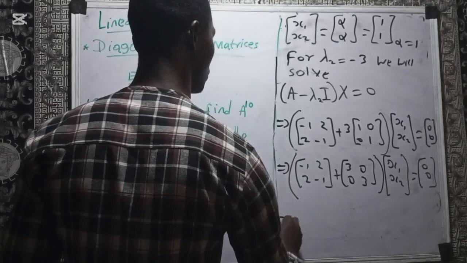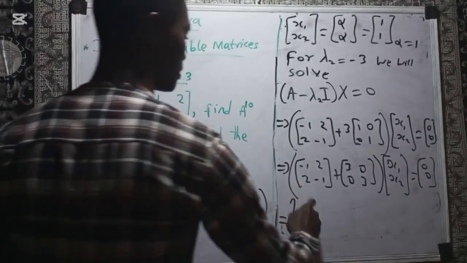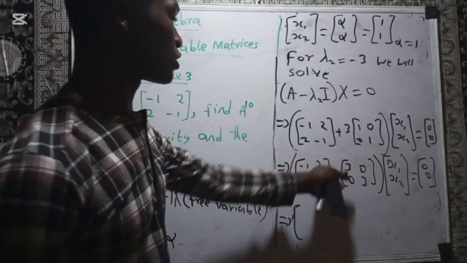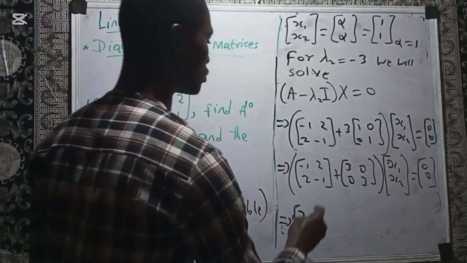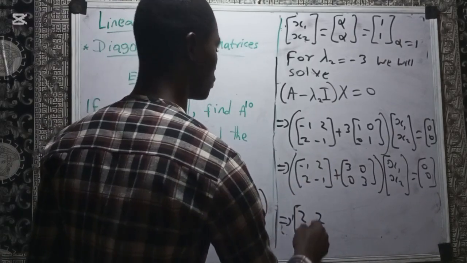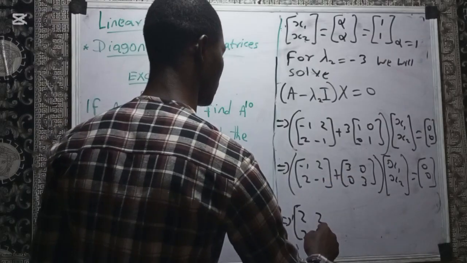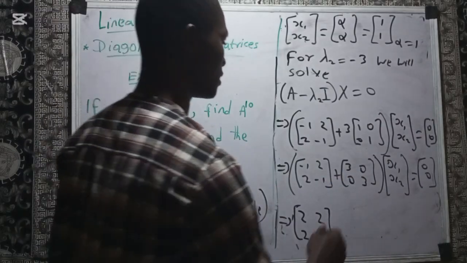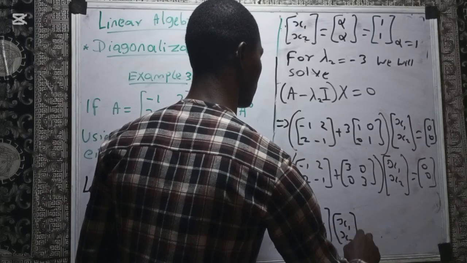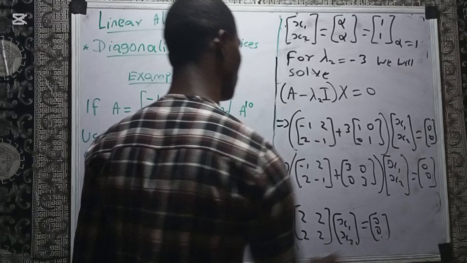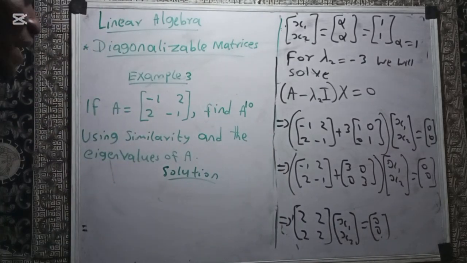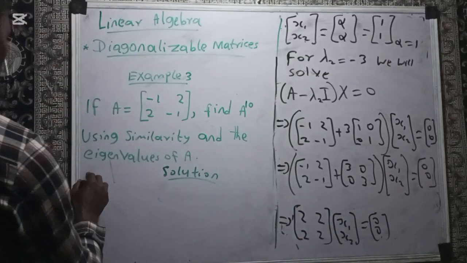So we can add these two matrices, right? So let's add quickly. Negative 1 plus positive 3 is what? Positive 2. And 2 plus 0 is 2. And 2 plus 0 is 2. And negative 1 plus positive 3 is 2. So we have this, then multiply by this vector equated to the 0 matrix. So this is what we have. So we can continue solving this side. As we did earlier, we are going to reduce this matrix.